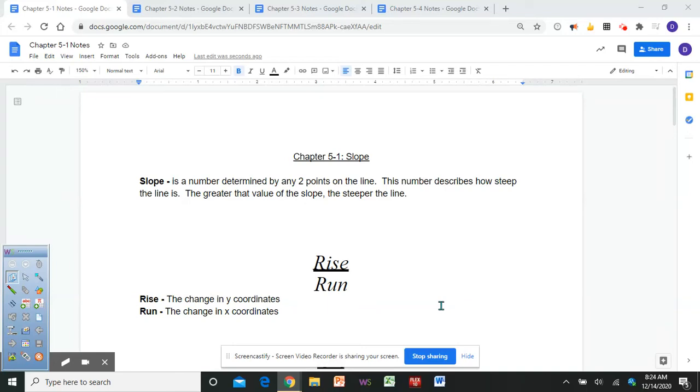Hey guys, today we're going to be talking about 5-1, which is a very important chapter for this year because chapter 5 is something we're going to be using the entire year from here on out. But 5-1 is on slope.